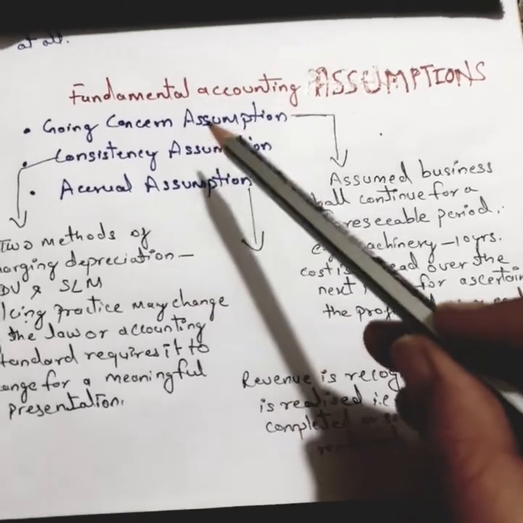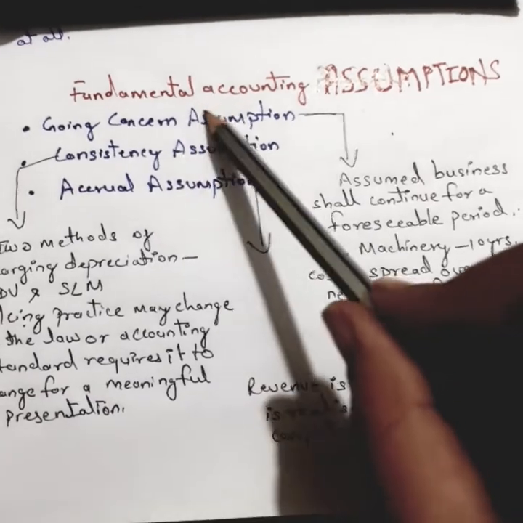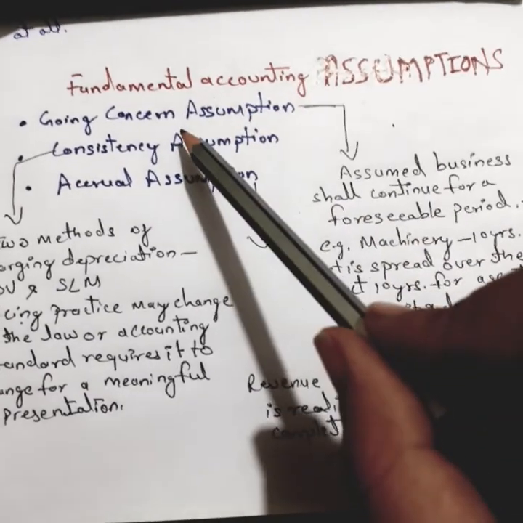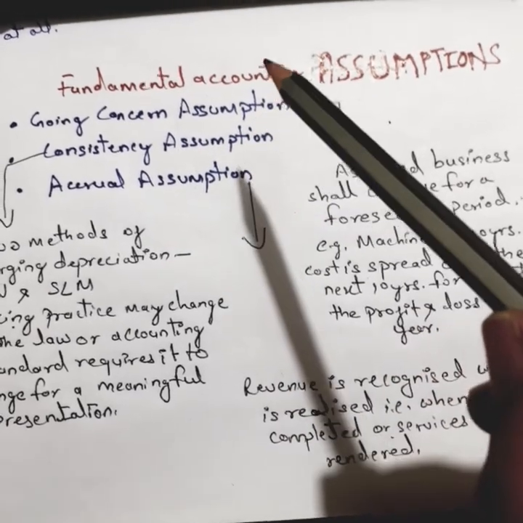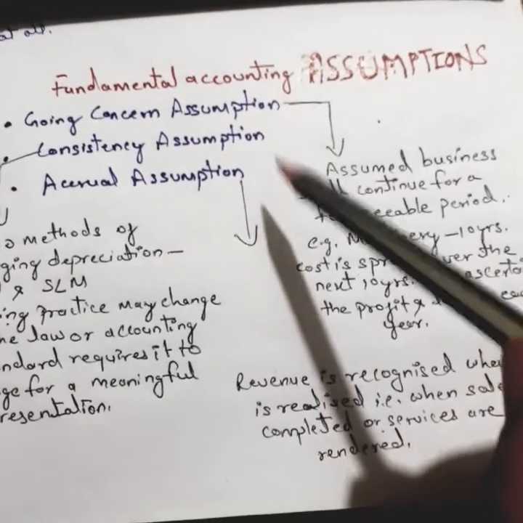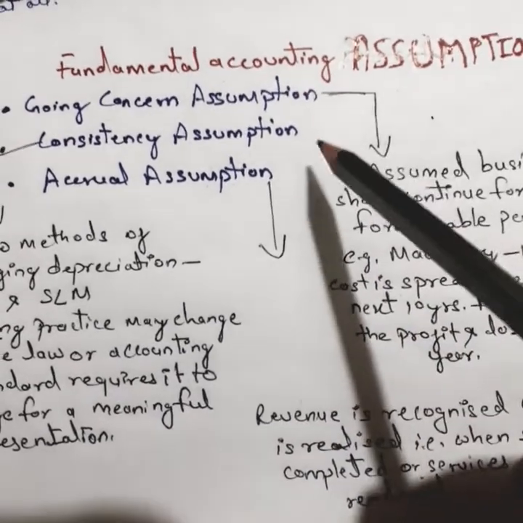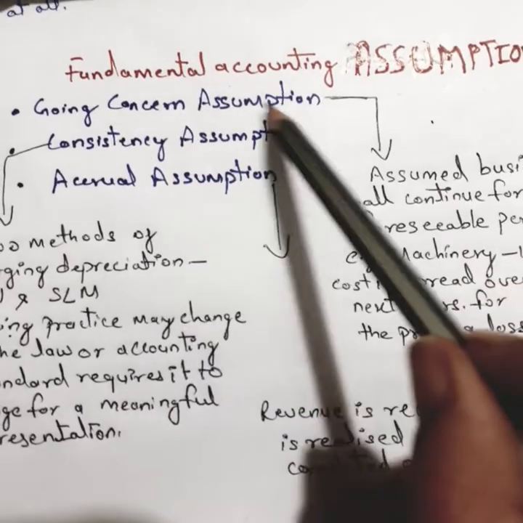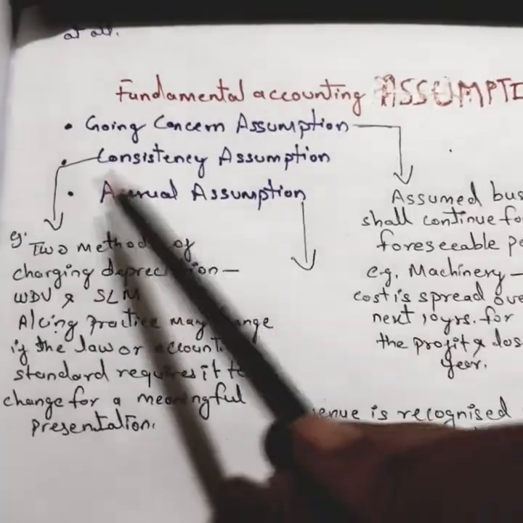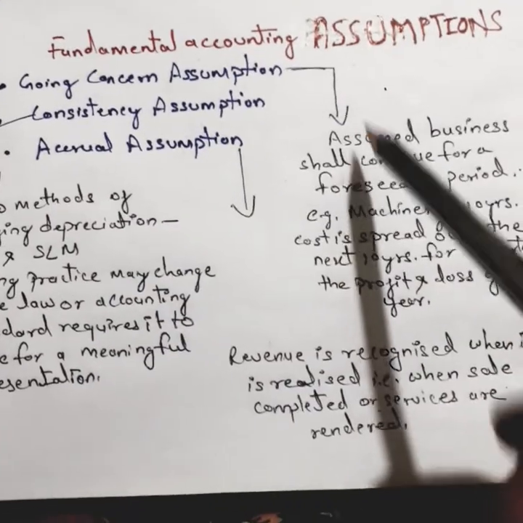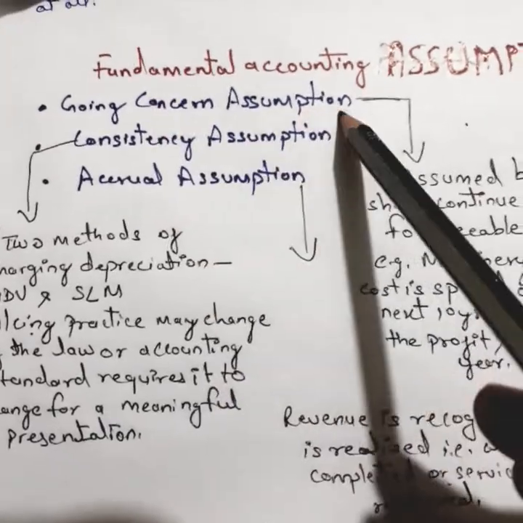Today we will be discussing the accounting assumptions, the fundamental accounting assumptions. Assumptions are those concepts which are presumed to have been followed while preparing the annual accounts in any business enterprise. Basically, we have three important assumptions: going concern assumption, consistency assumption, and accrual assumption. With this arrow, I have tried to come up with, in brief, what these assumptions mean. So let's start with the going concern assumption.